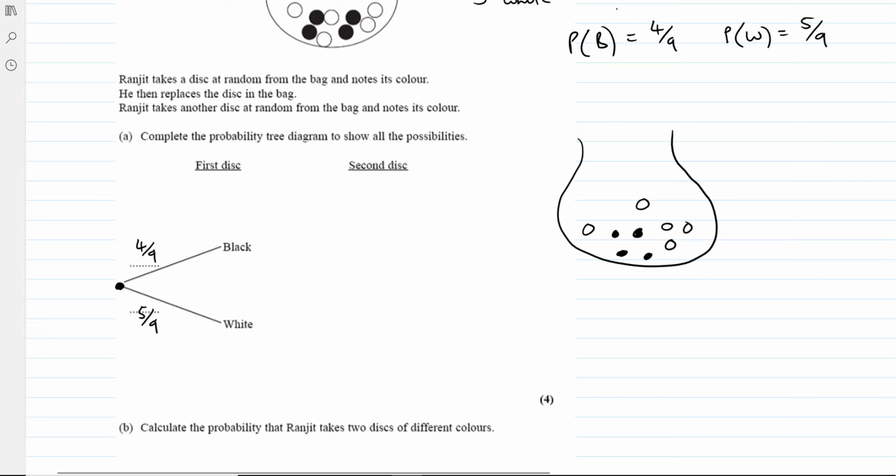If it says he does not replace it, then when he takes one out, like a black disc, bang, there it goes, it disappears. And that's going to change all the probabilities, so you've got to pay a bit more attention to what's going on. Okay, but he doesn't. Anyway, let's get back to our tree diagram.